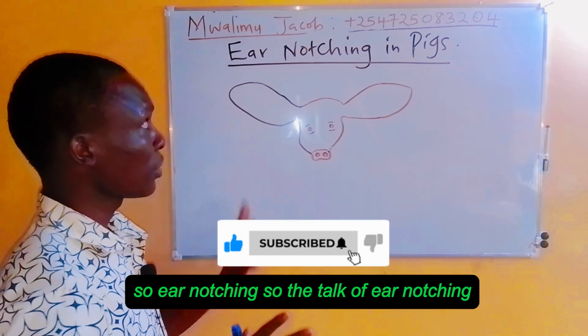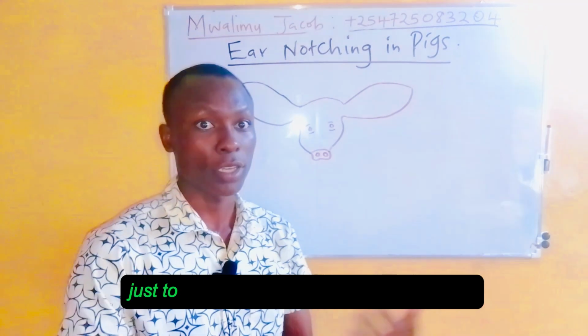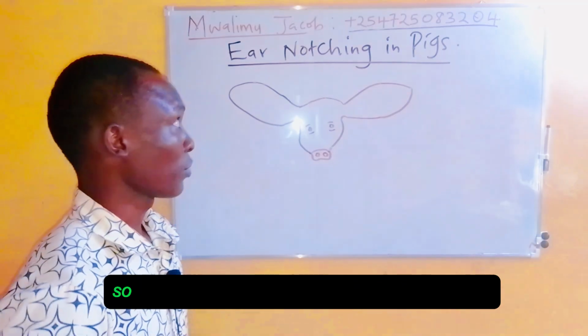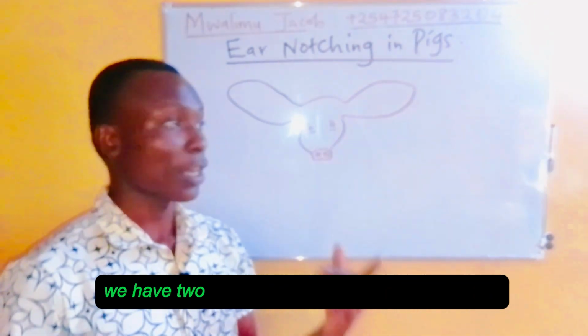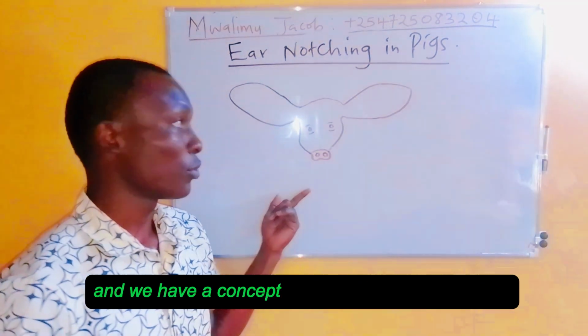So ear notching. This is a livestock identification practice that is usually carried out in pigs, just to enable the farmer to identify the piglets or the pigs much faster. In the concept of ear notching, we have two terms that we must understand. We have a concept to do with litter number, and we have a concept to do with individual number.